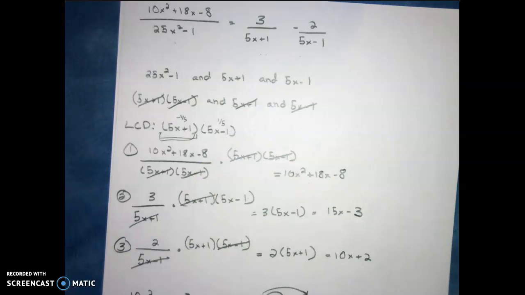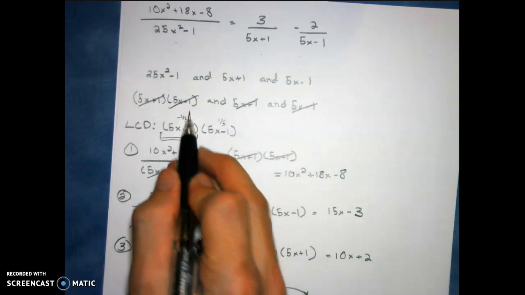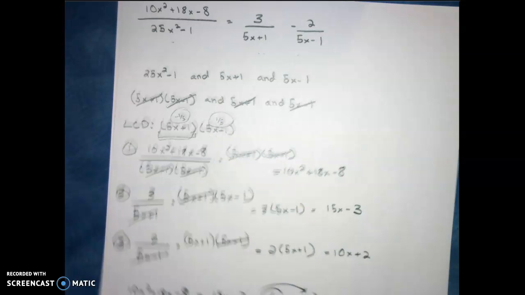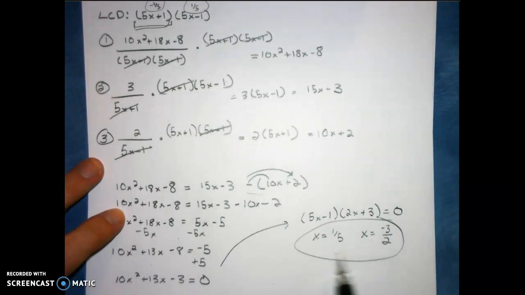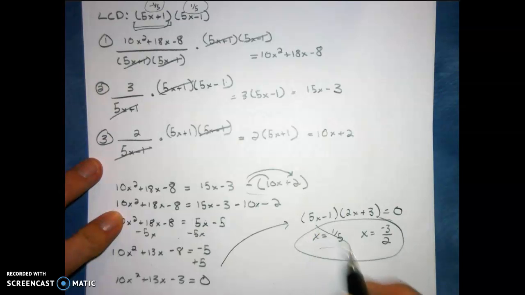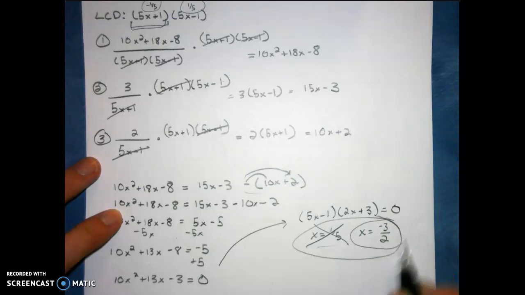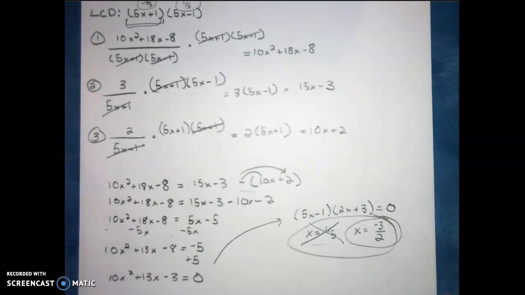Makes that 0. So now we need to check that none of our answers are negative 1/5 and 1/5. Well, shoot. This 1/5 here was one of our answers. So we cannot have that. So that's an extraneous solution. So we can't have that one. So our only answer is x is equal to negative 3 over 2.